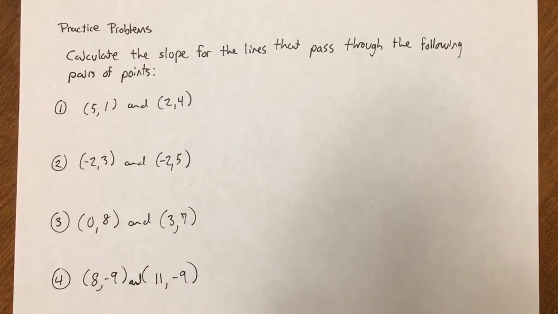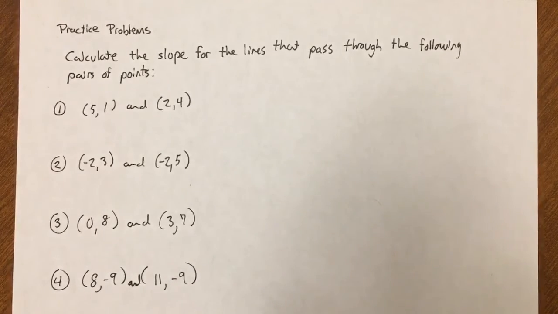Here are some practice problems for us to try out. For these 4 problems, we're going to calculate the slope for the lines that pass through the following pairs of points. If you would like to, you could pause the video right here and try these problems out on your own. Then when you're done, you can hit play and compare your answers to see how they match up with my work down below.